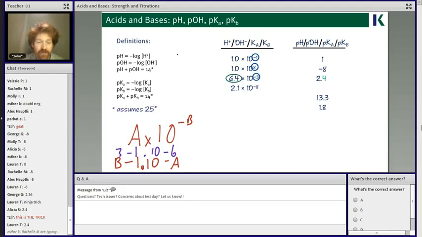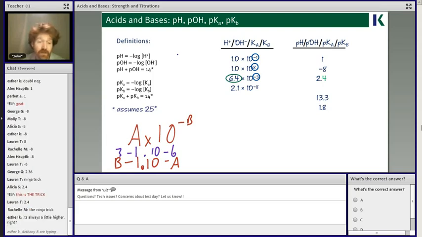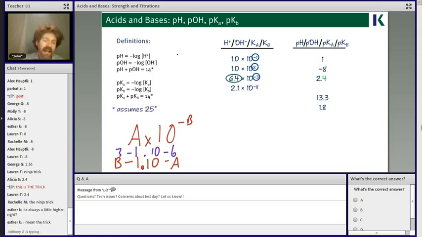Pretty sweet, right? Now the thing is, this is an estimate. This is an approximate. This is not the exact answer. If you have a calculator, it's going to be a different number. But for the MCAT, this will always be close enough that you need.